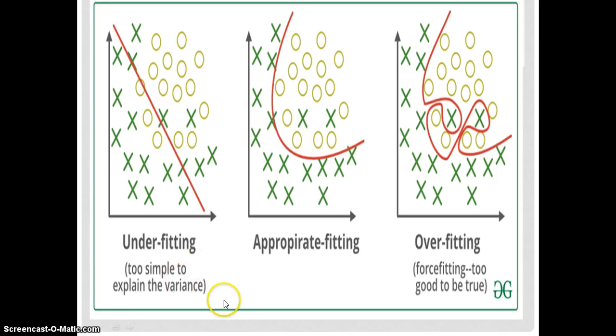this is the graph which tells the difference between underfitting and overfitting. As we can say, underfitting is too simple to explain the variance. So what is variance? We have seen this term previously. I have uploaded a video where we have seen what variance is, what it denotes, what its properties are. Bias and variance I have explained previously. I will upload the link in the description.